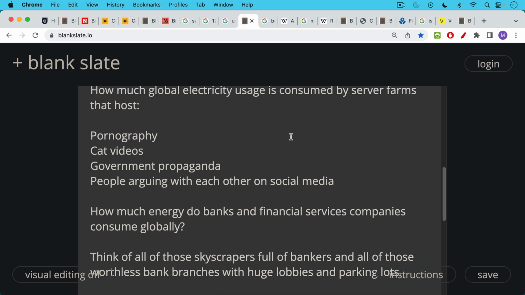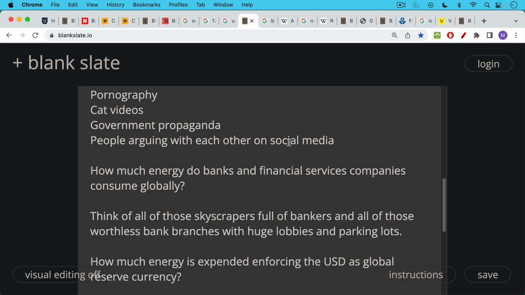Bigger question: how much energy do banks and financial services companies consume globally? Think of all those skyscrapers in LA or Manhattan or Chicago, full of bankers, and all those worthless bank branches with huge lobbies and parking lots and ATMs and things like this. These take up a lot of space. They have a very big energy, electricity, and carbon footprint.